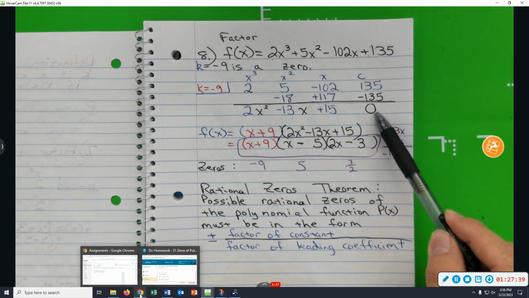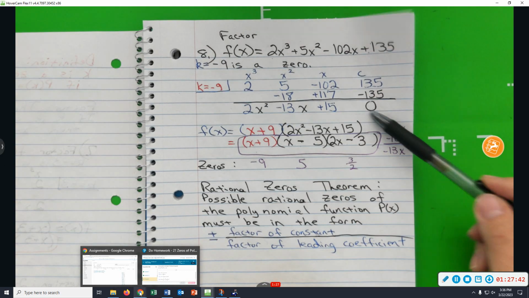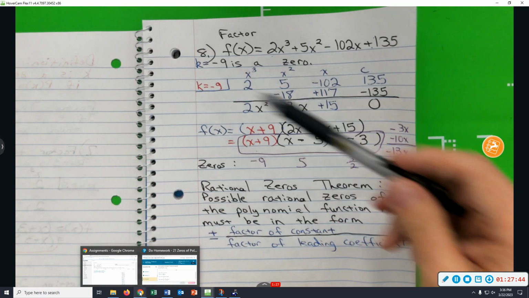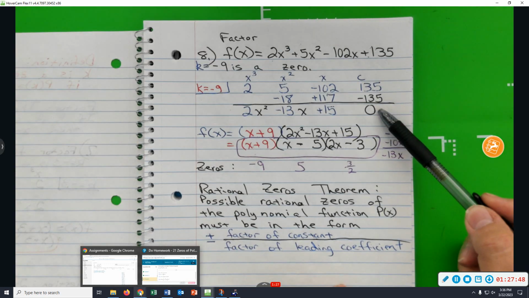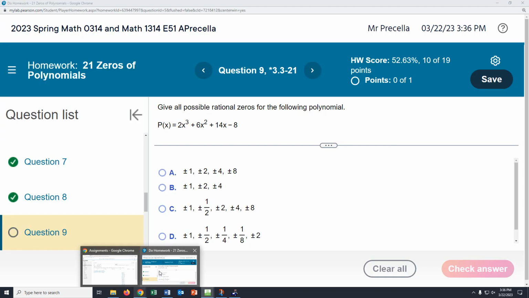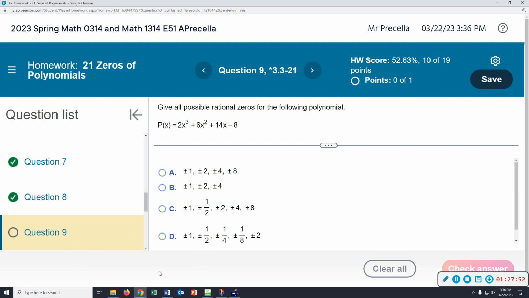If it's not a 0, then go to -1 and do it. Go to +2 and do it. You just keep on going until you find one that gives you a remainder of 0. And if you make it through the whole list and you don't get a remainder of 0, just bad luck. The thing is prime, it can't be factored. Which means there are no rational zeros.